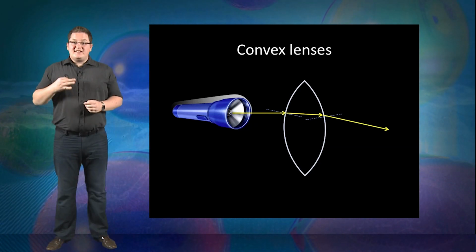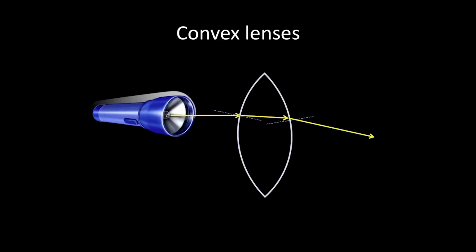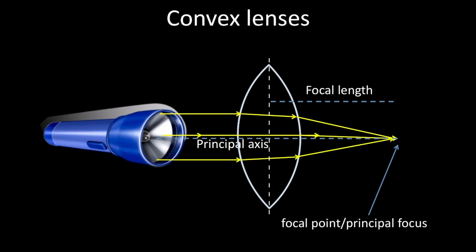As a result of these refractions, parallel rays of light entering the lens converge and meet at a point. This point is called the focal point or the principal focus. The distance between the focal point and the lens is called the focal length of the lens. The principal axis goes right through the middle of the lens. Light travelling through the very centre of the lens isn't refracted.